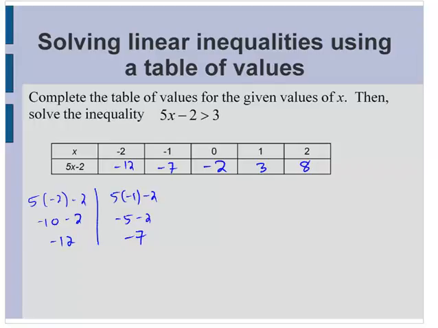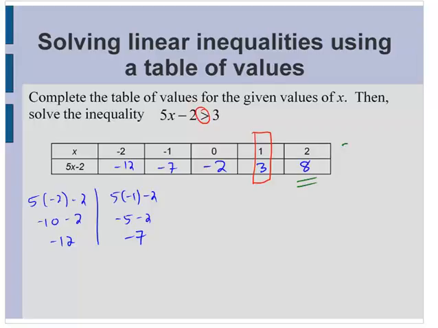Now, we know where it's equal to 3. Previously we said 5x minus 2 equals 3 when x equals 1. So we'll think of this as our boundary. Now we don't want equal to, we want greater than. We want the outputs to be greater than 3. Is negative 12 greater than 3? It is not. Is negative 7 greater? Is negative 2 greater? 8 is greater than 3, and it is to the right of the boundary.